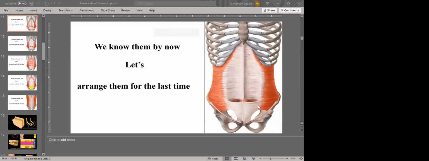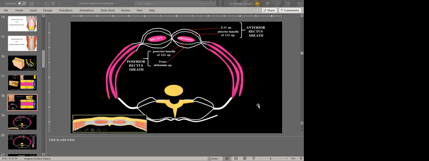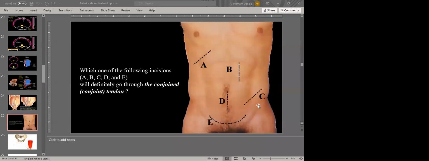Do you know now what the conjoint tendon is? So answer this real quick. Which of the following incisions will definitely go through the conjoint tendon? Definitely go through it. E, because it will go over here.